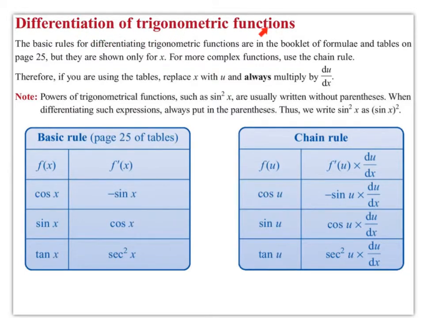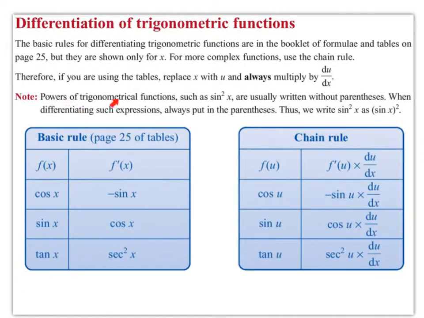Differentiation of trigonometric functions. The basic rules for differentiating trigonometric functions are in the booklet of formulae and tables on page 25, but they are shown only for x. For more complex functions, use the chain rule. Therefore, if you are using the tables, replace x with u and always multiply by du dx.